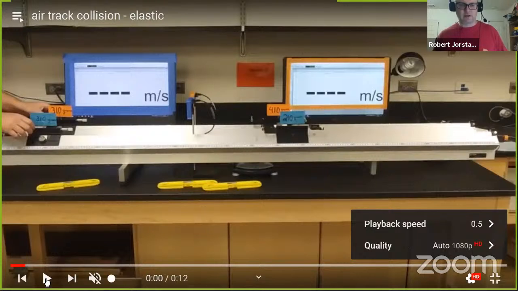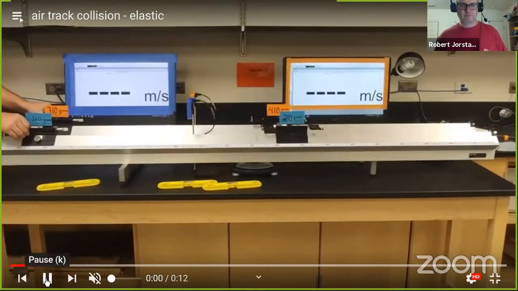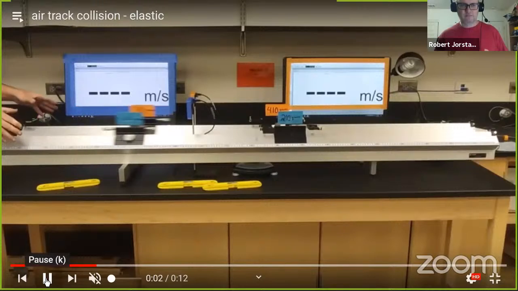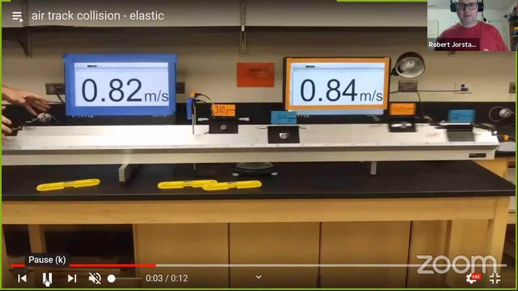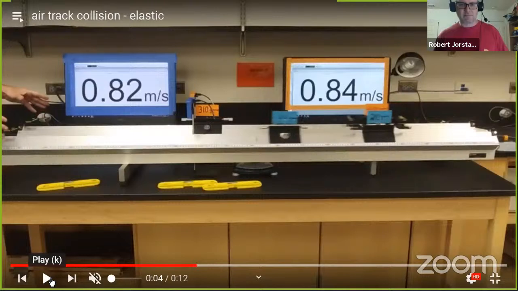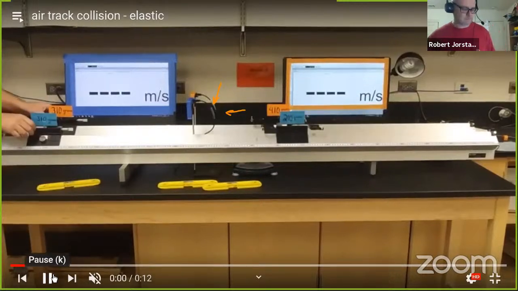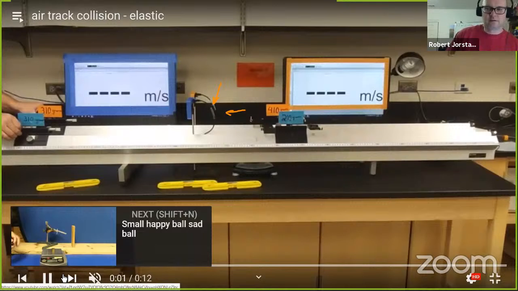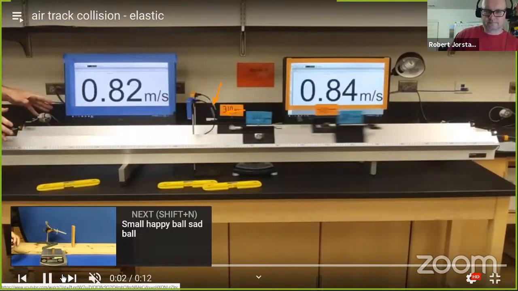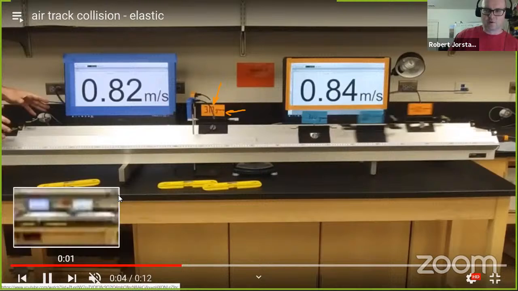Let's do half speed. Here we go. They hit at about, whoa, look at that. Do you see a big difference? This one bounced backwards. Did you see that? That one right there bounced backwards. Let's try this again. I don't know if I'm boring you or not, but here we go. See that? And let's just watch this for a minute.